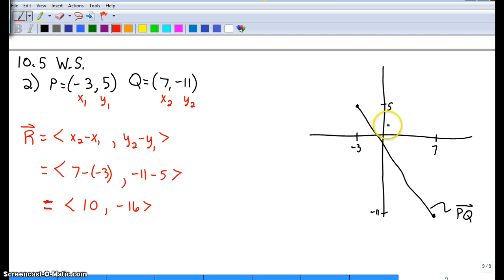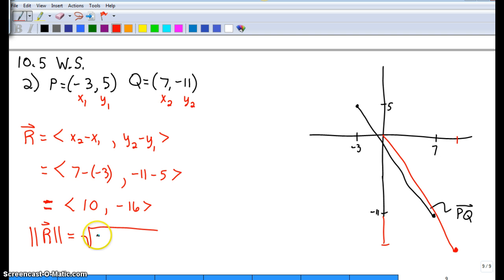So again, if I were to have moved this, I'm going to go over 10, 6 down here, starting at the origin. So you can see how they have the same magnitude, they're located at different spots. So again, just to recap, if you're given a point P and a point Q, and you need to find a vector equivalent that starts at the origin, just take your x's and subtract them, take your y's and subtract them.